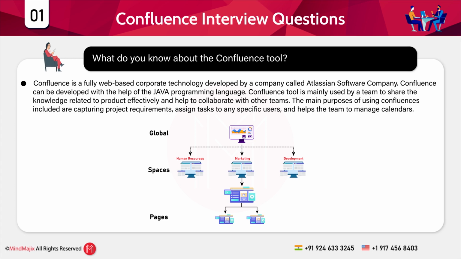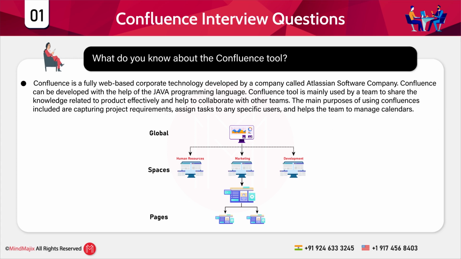Confluence is mainly a tool used by teams to share knowledge related to a product effectively and collaborate with other teams. The main purposes of using Confluence include capturing project requirements, assigning tasks to any specific user, and helping the team manage calendars. It was designed and developed by Atlassian, which is a software company. It is developed with the help of Java as a programming language.